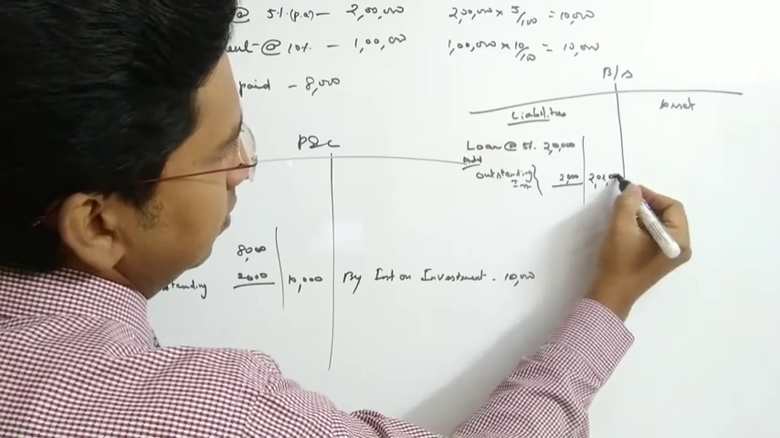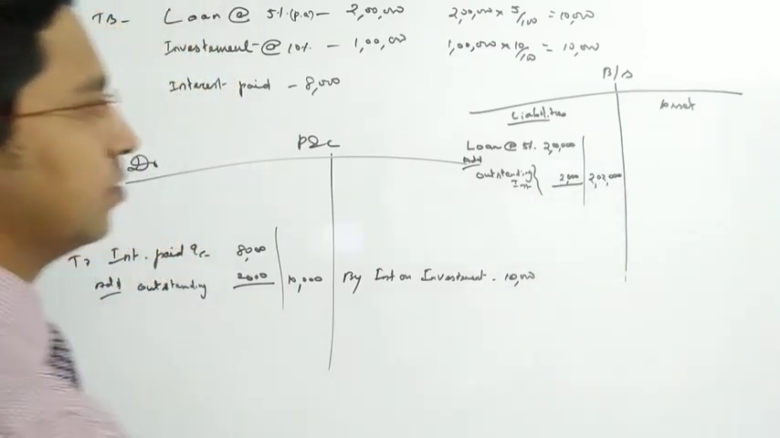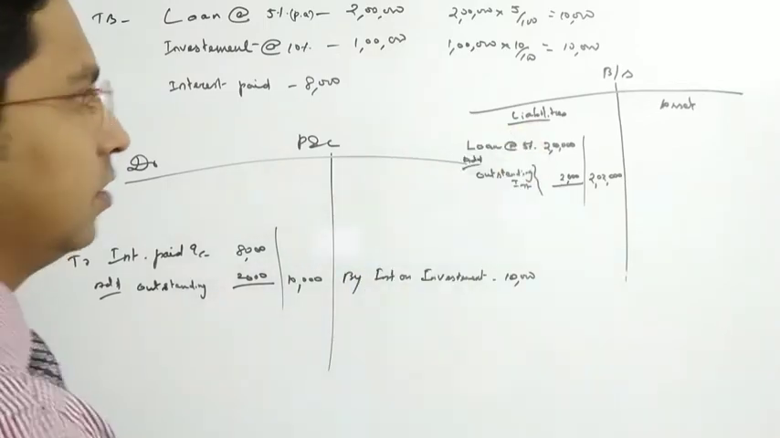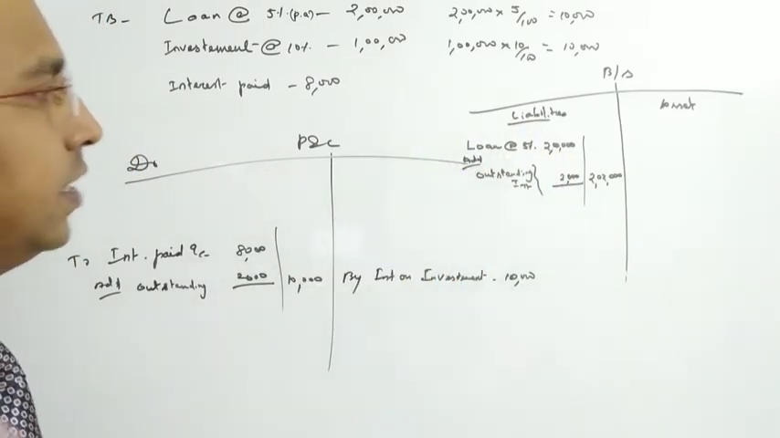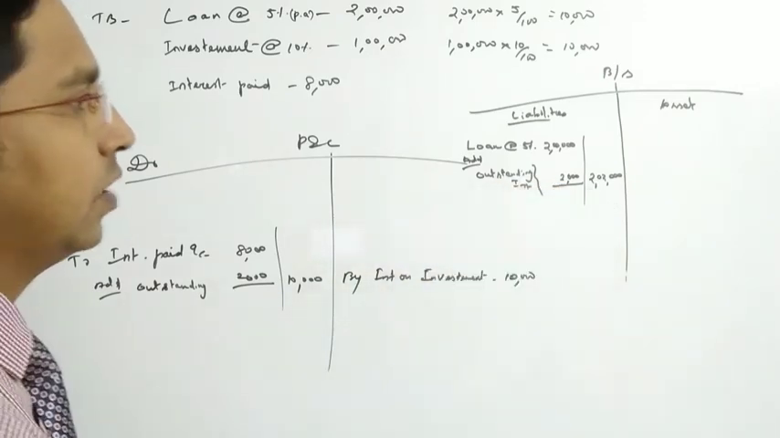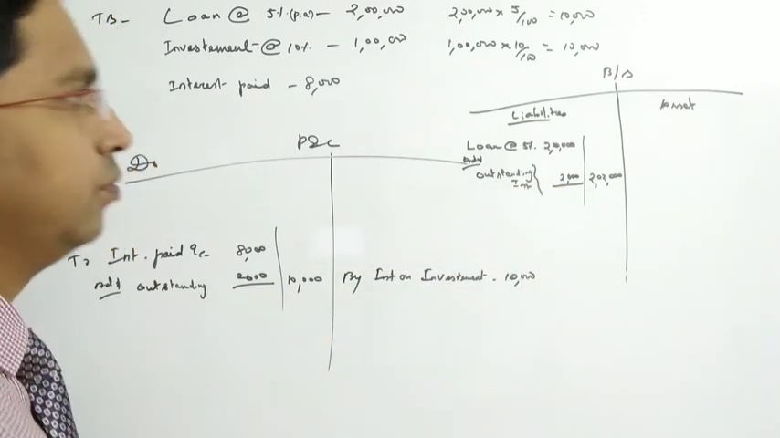So the value would be 2,02,000. This is the loan value, because we have to add the outstanding interest also with the loan. So the 2,02,000 is the new value.